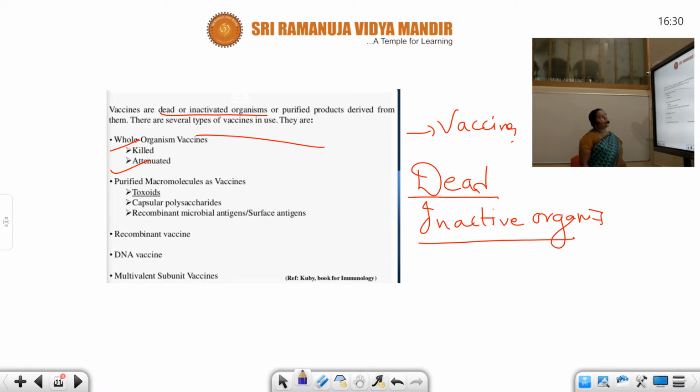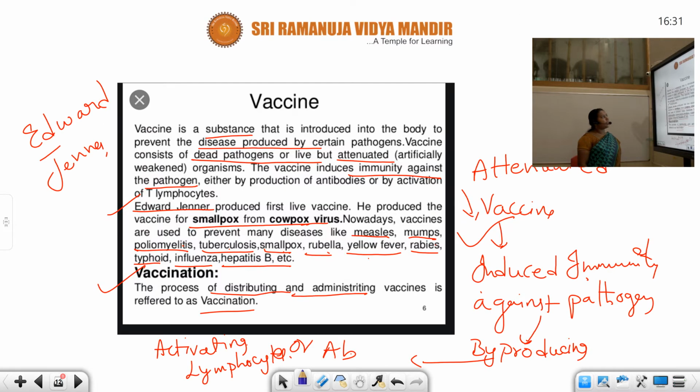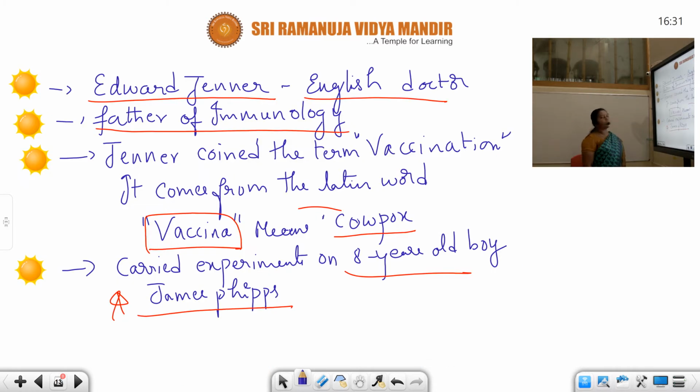Vaccines are dead or inactivated microorganisms or purified products derived from them, and there are several types: killed or attenuated forms. I have explained who discovered this. Mr. Edward Jenner discovered the vaccine, and so he is treated as the father of immunology. The study of the immune system or immune response is known as immunology, and Jenner coined the term vaccination. This word is derived from the Latin word vaccina, which means cowpox. He carried out experiments on an 8 year old boy, Mr. James Phipps.